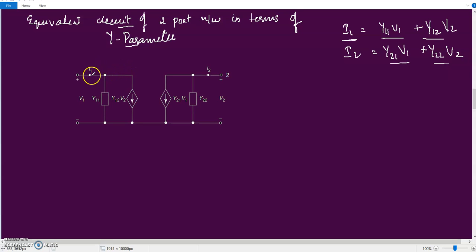here we have I1 is equal to Y11 into V1 plus, this is a dependent current source, Y12 into V2, where V2 is the voltage at this side. This dependent current source depends on the voltage at the output port. That is why it becomes a dependent source. It is a sum of two currents. Here on the output side, I2 is the sum of V2 into Y22 plus the dependent source current. Here it depends on the input voltage V1.